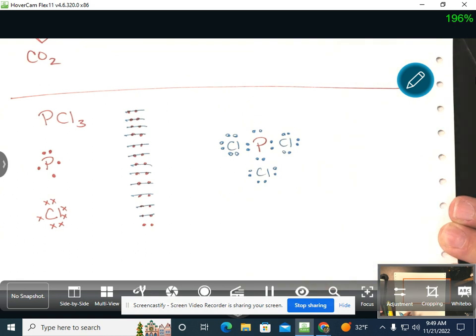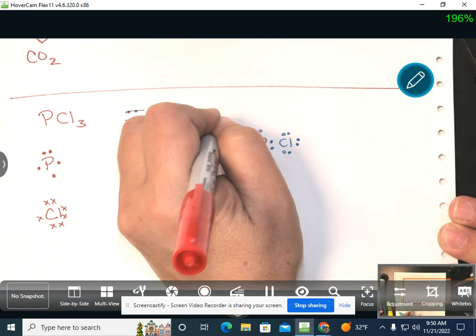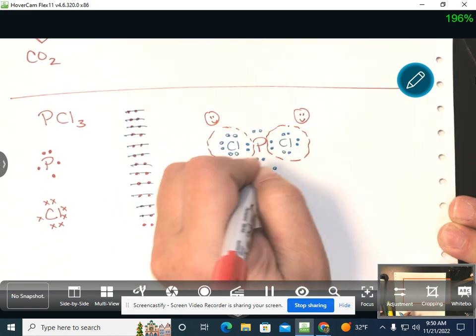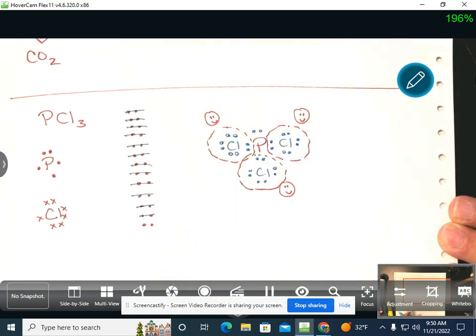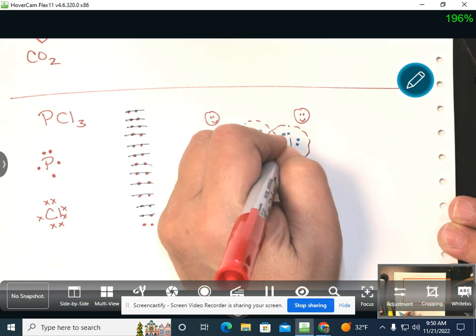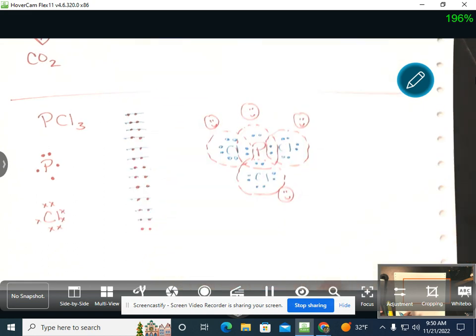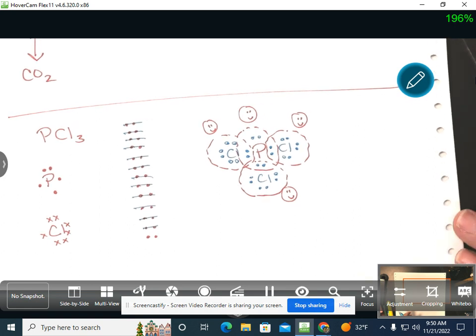Check for happiness. Happy. Happy. I feel like Will Ferrell. I love Will Ferrell. Happy. And then happy. So everybody's happy. We don't have to shift anybody's electrons around to make anybody happy.